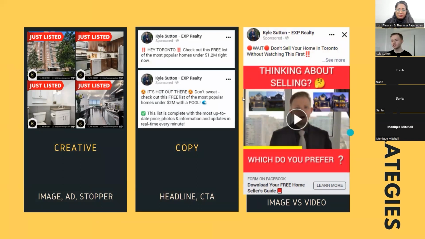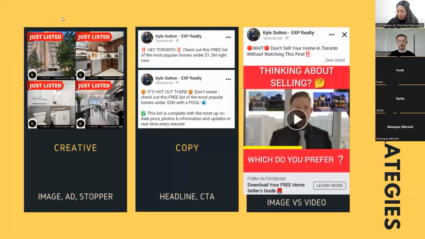So here on the left-hand side, this is what I mean by you want to do proper testing. This is the creative that I was testing. As you can see, it's 4 different images. Now, when I created this ad, I believed that either the kitchen or the living room would actually perform the best. So I ran 4 different ads. It was the exact same building. The copy was the exact same on every single ad. The only difference was the image behind the just listed sign.